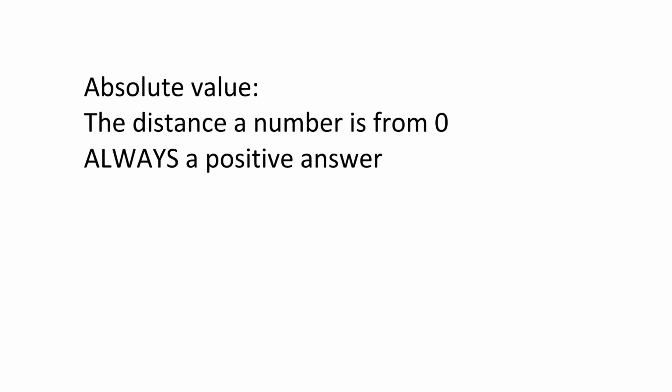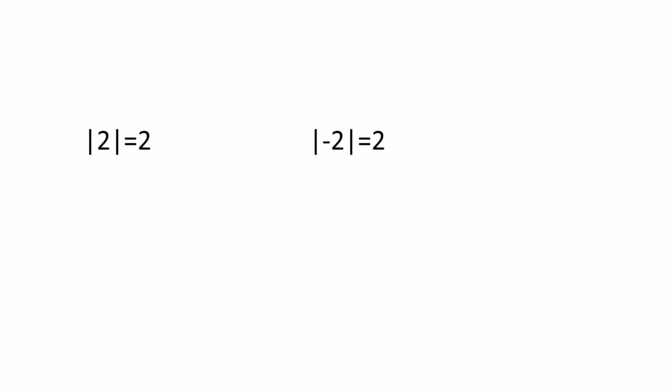Alright, the first thing that we need to know is what absolute value actually is. An absolute value is the distance that a number is from zero. And because it's distance, it is always going to be a positive answer. Always. Absolute value is always positive. So let's take a look at that.